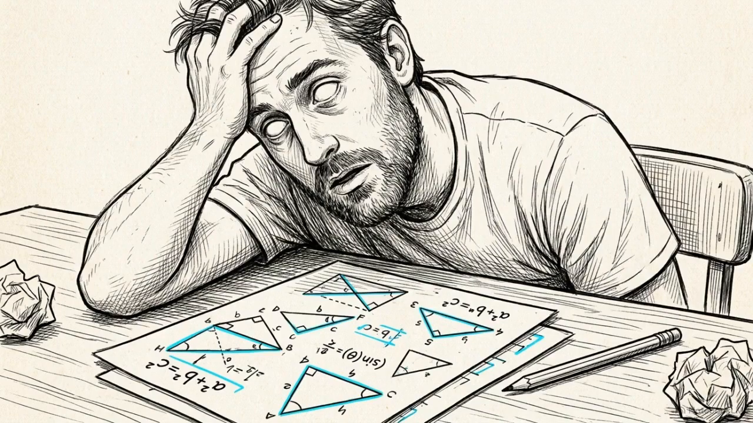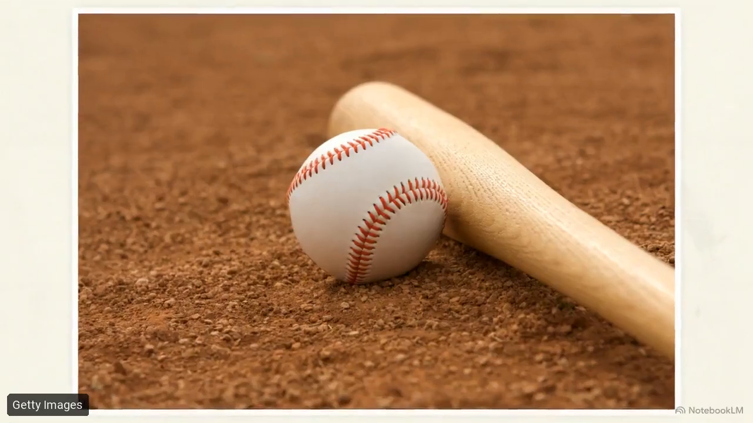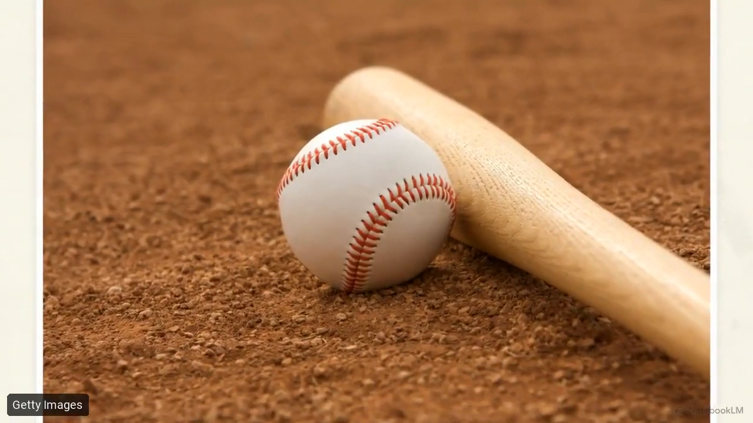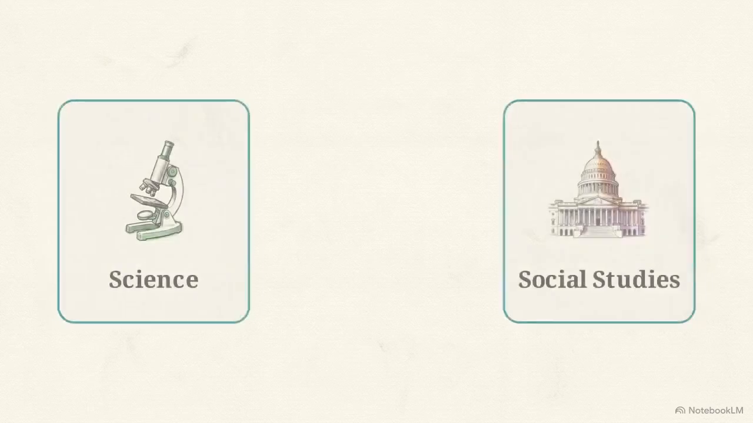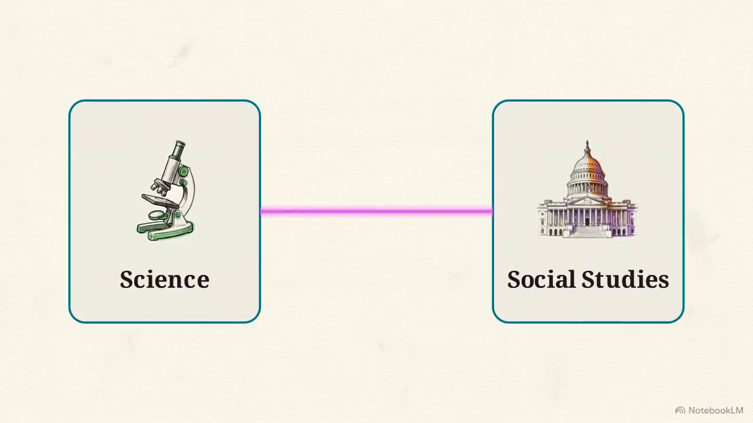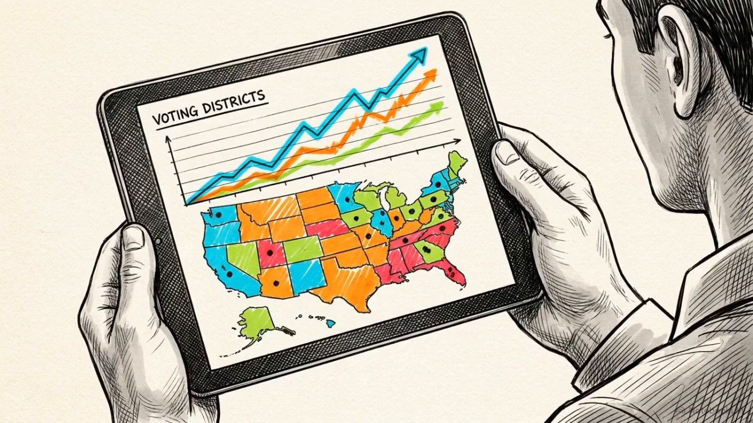If you have a student struggling to understand math, ask them to draft new geometry problems based entirely on the field dimensions and physics of a baseball game. You can connect science and social studies in the same way, perhaps by having a student analyze the scientific logistics and data trends driving a recent national political campaign.